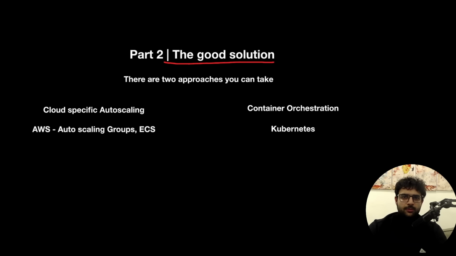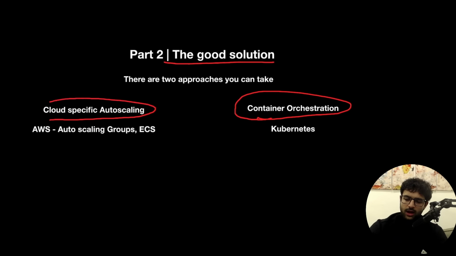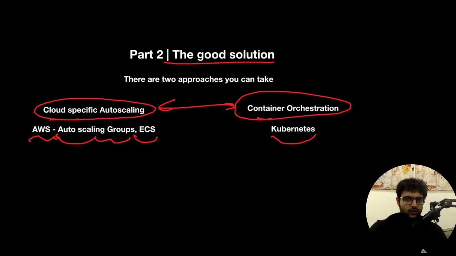There are multiple approaches to this. There's no one better solution over the other. That said, I do feel this container orchestration solution is slightly cleaner compared to a cloud specific auto scaling solution. Let's understand what I mean by this. I've also written some buzzwords here: AWS auto scaling groups and ECS. And here I've written Kubernetes. Let's quickly understand what these are.